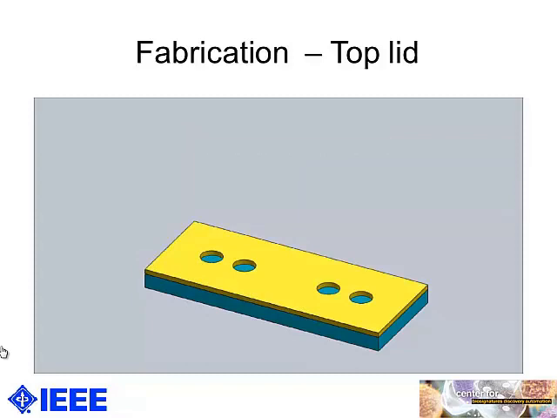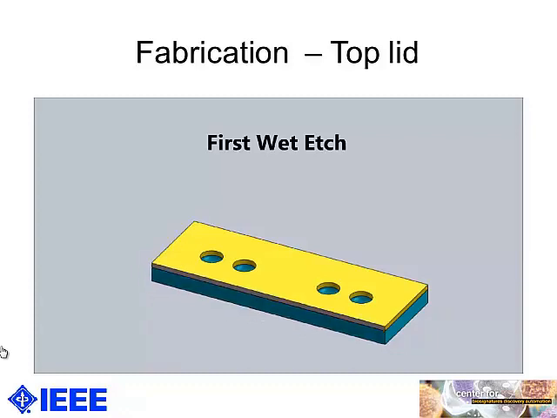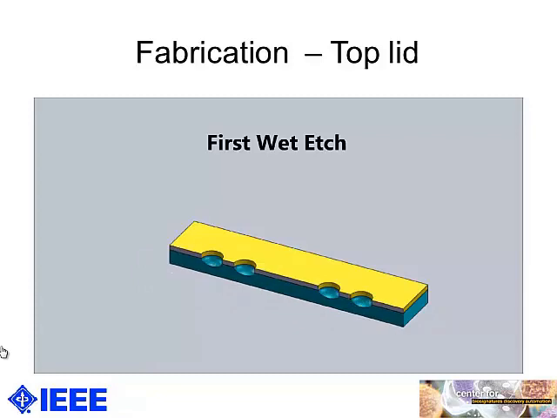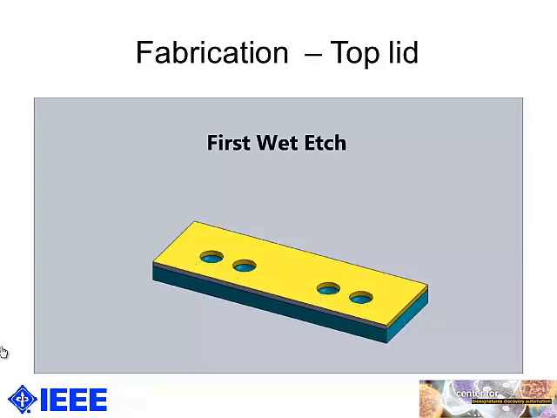Then we put this device into the HF solution and do the first wet etch. And the glass will have the first layers of the patterns. So when we reach this step, we are going to do another process, which is the second wet etch. But before the second wet etch, we still have to use a similar process, I mean the photolithography method.